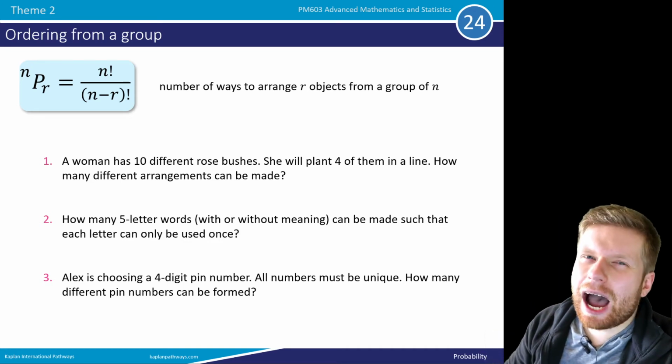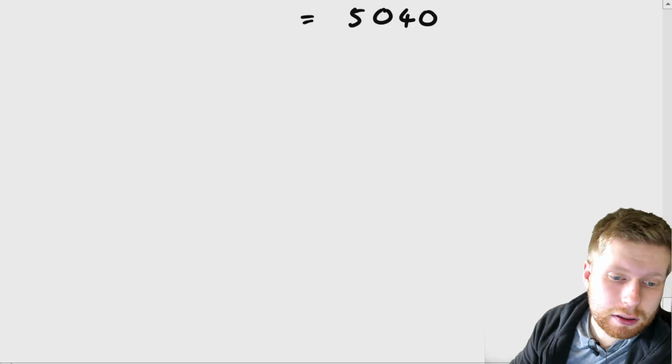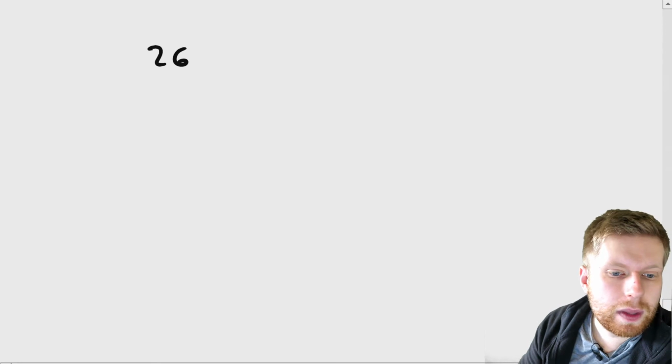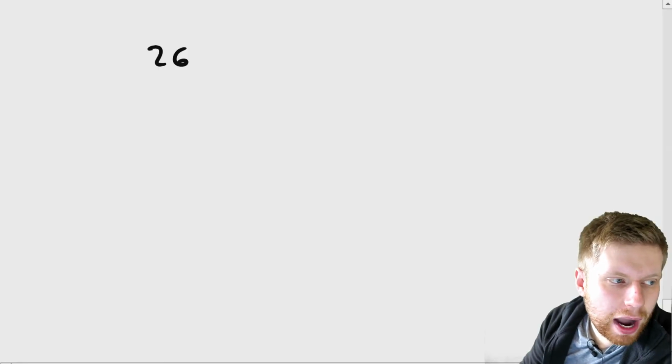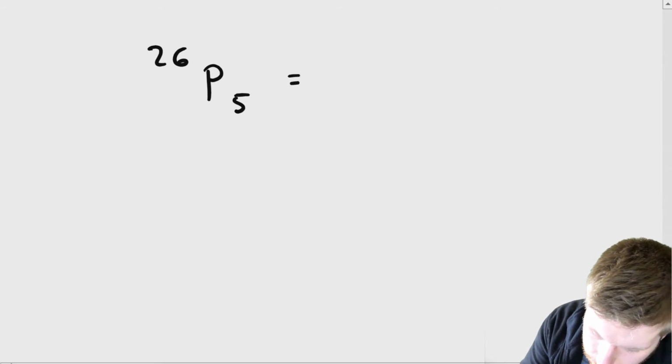So let's think, how many different possible letters are there? Well, in the English alphabet, there are 26 letters, okay? So I'm going to start off with 26 possible letters to choose from. And then I'm going to pick out 5 of them and I'm going to put them in a line. So I'm going to permute them with 5 different possible letters.